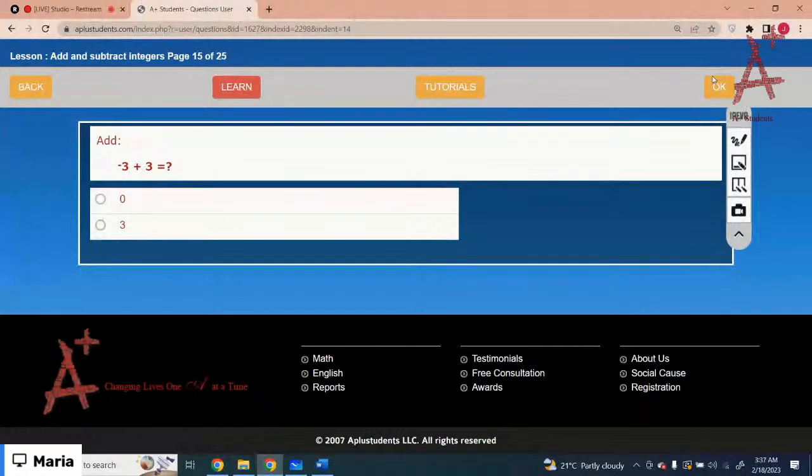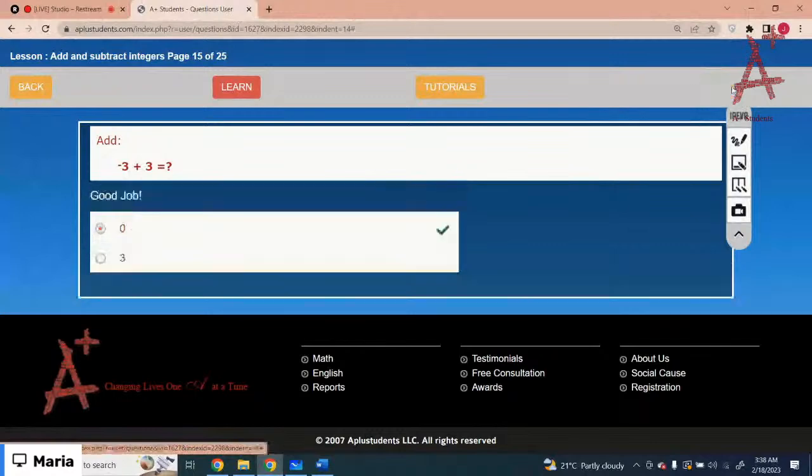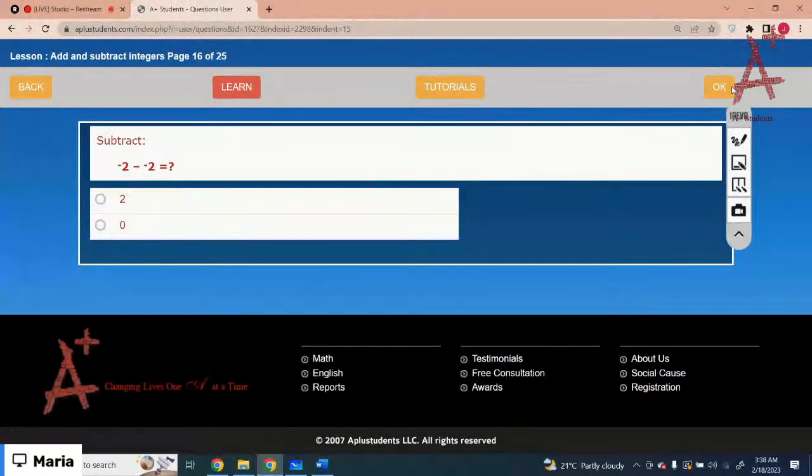Okay, negative 3 and plus 3. That is exactly the same. It is actually 3 minus 3. Got it? So 3 minus 3 is 0. Minus 2 minus minus 2. So subtracting a negative number is same as adding. So it would be negative 2 plus 2. Got it? So 2 minus 2 is 0. Got it?